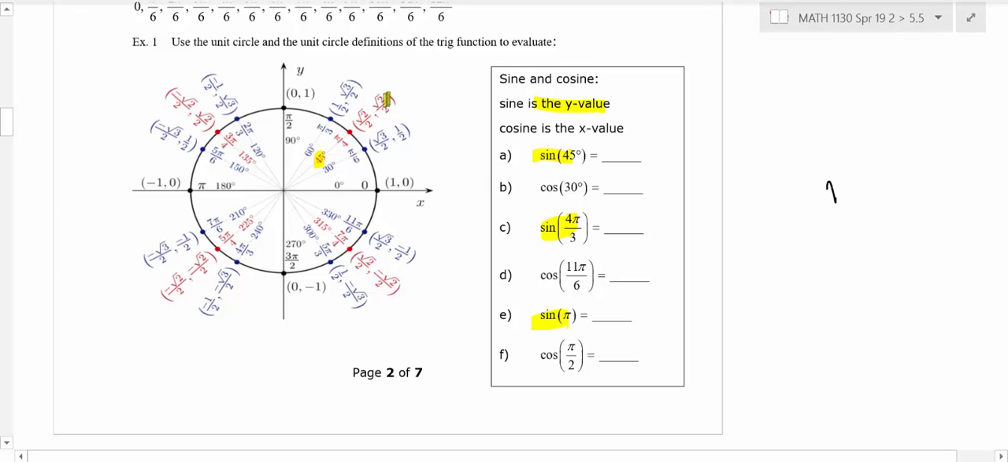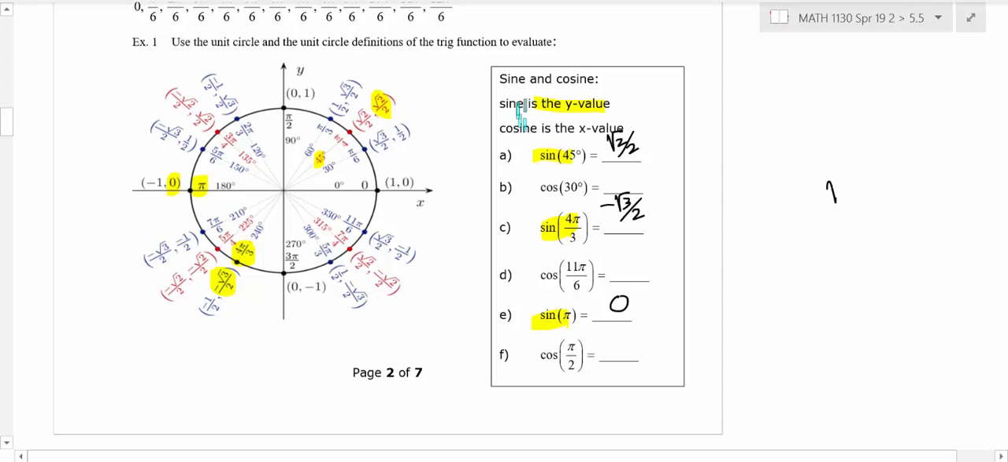So 45 degrees, the value of the sine is square root of 2 over 2. 4 pi over 3, find where it is. 4 pi over 3 is here. The y value is negative square root of 3 over 2. So that's what the sine of 4 pi over 3 is. Find pi. Pi is 180 degrees. The sine is the y value, so that's 0.